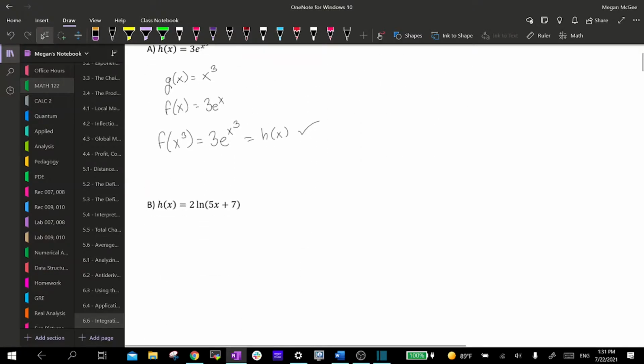All right, let's do part B. Again, we're looking for an inside function. Here we're going to pick what's inside our natural log. So g of x will be our inside function, which will be 5x plus 7. Our outside function, f of x, is going to simply be 2 times the natural log of x. Again, this way we can put f of this g of x function, 5x plus 7, and so we get 2 times the natural log of 5x plus 7, which is our h of x again.